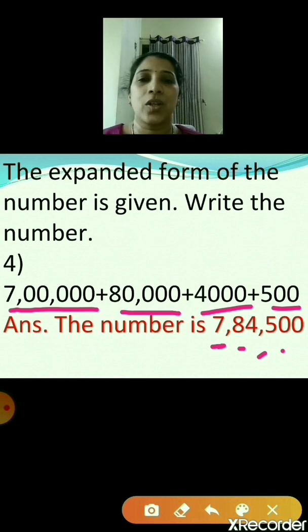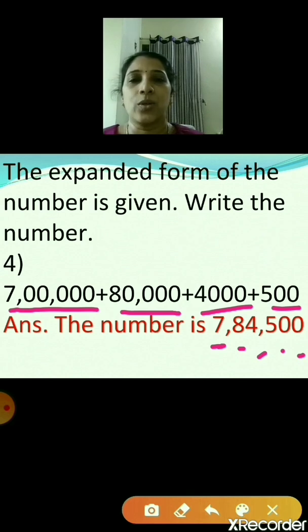Now if you see children, after 100 there are no units, no expansion written. That is, no tens is there and no units is there. So that's the reason we have written 2 zeros after it. So what will be the number? 7,84,500. So students, what is the number? The number is 7,84,500. Are you getting it?